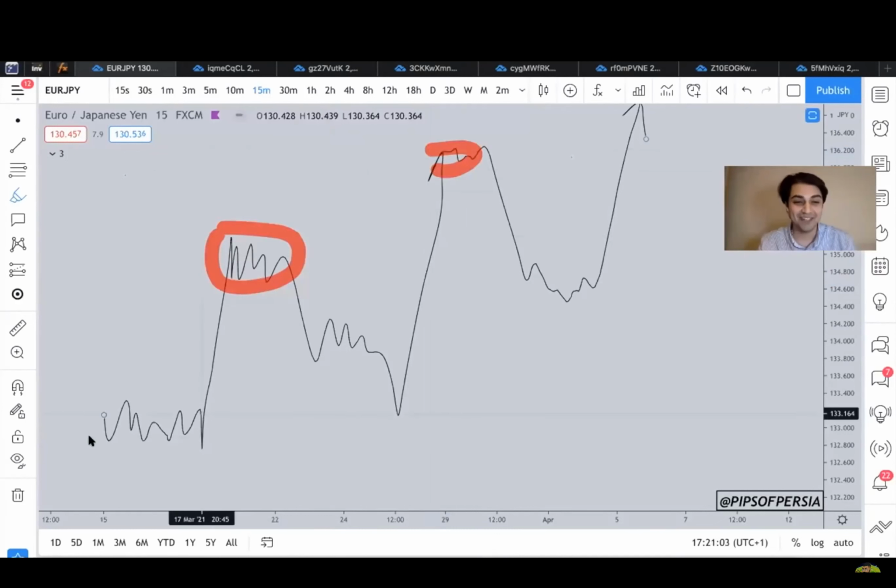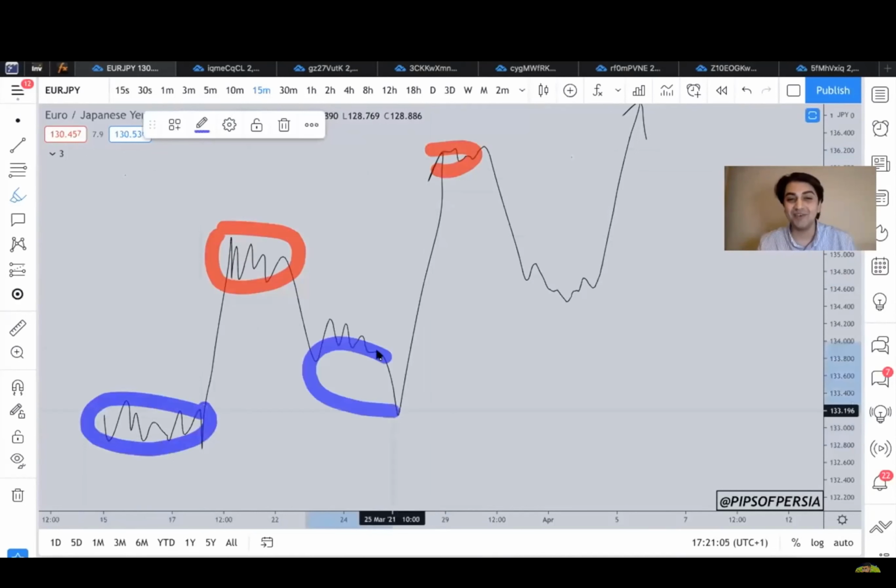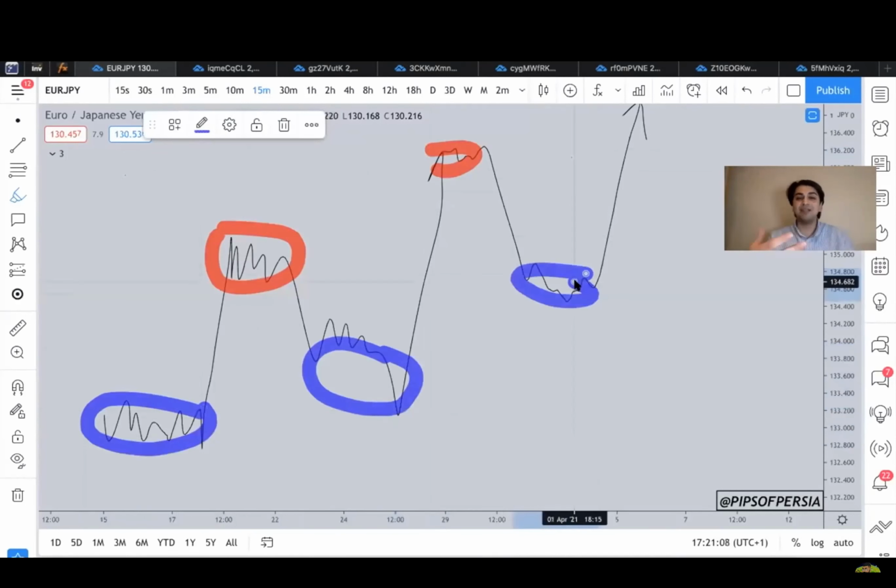And all of these areas of accumulation down here are now your areas of demand. From a Wyckofian standpoint, a normal trend can look like this: accumulation to distribution to accumulation to distribution.